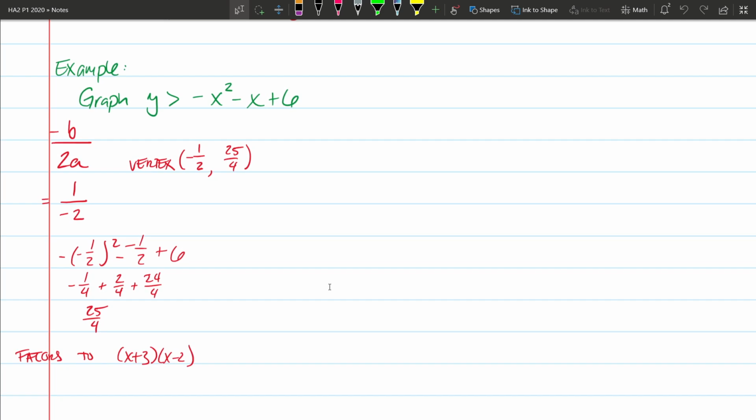You could have done the quadratic formula, but in this case, factoring was faster. So my x-intercepts end up being negative 3 and positive 2. And that should be enough for me to sketch my graph now, which is all I really wanted to do. I'm not going to make this look perfect or fancy or anything. So I'm going to sketch a graph over here.